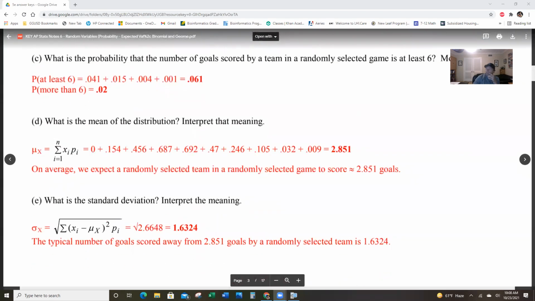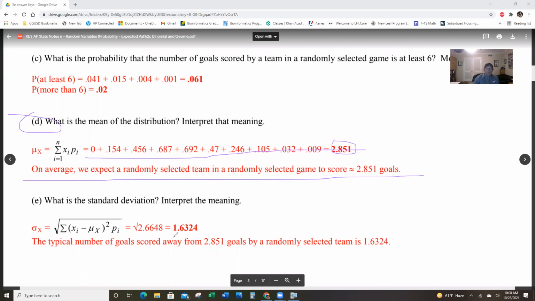So that's the mean, and I'm gonna slide down so you can see it. That's item D that we're on right here. And that's those numbers, 10 items, and it ends up being about 2.851. And what does that mean? On average, we expect a randomly selected team to score about 2.85 goals a game. That is the average, okay? So again, pause the video and go ahead and do that.